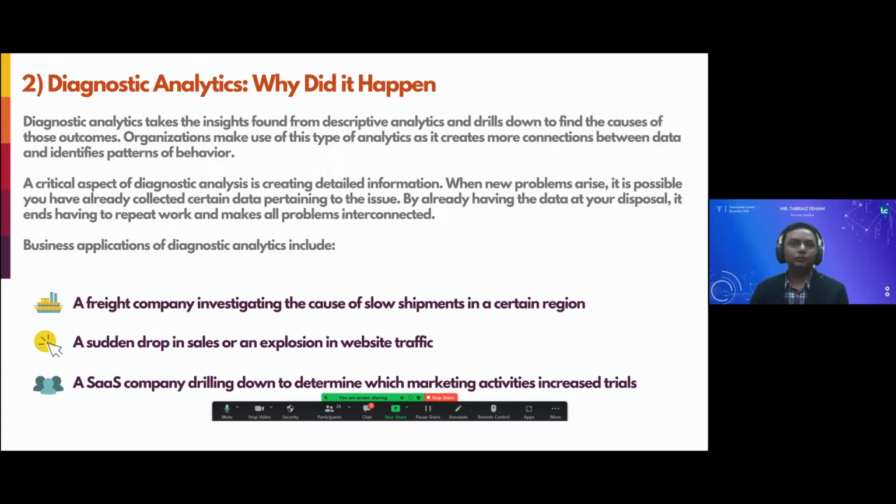So being a product manager, you have to look at it from all angles and be able to ascertain those events, be able to ascertain why that happened and what is the reason behind it. Another example could be a SaaS company, software as a service company, drilling down the data to determine which marketing activities increase the signups or subscriptions or trials.